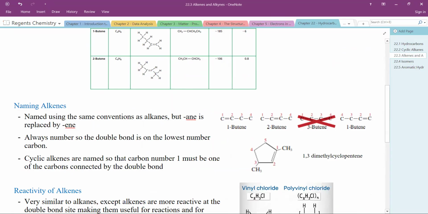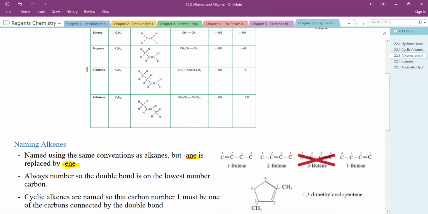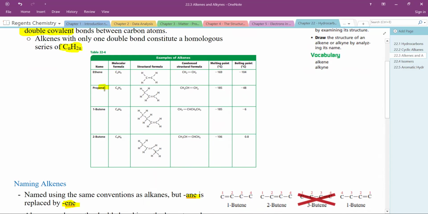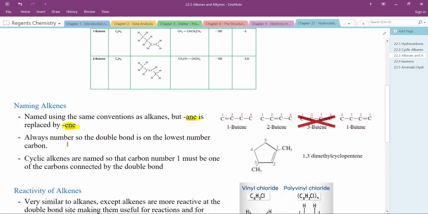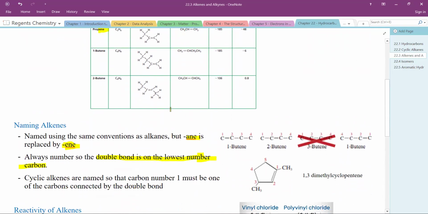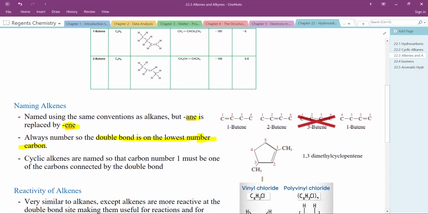So when we're trying to name alkenes, we use the same convention as alkanes, except we replace the "ane" with "ene" in the end. So, we go from propane to propene. We add the "ene" here. We also always number so the double bond is at that lowest number carbon. Remember, we're always going to be trying to name these things with the lowest numbers possible. So that's our priority here. Even if we have substituents on our carbons, or on our group, we will name it so that our lowest numbered carbon is where our double bond is, okay?